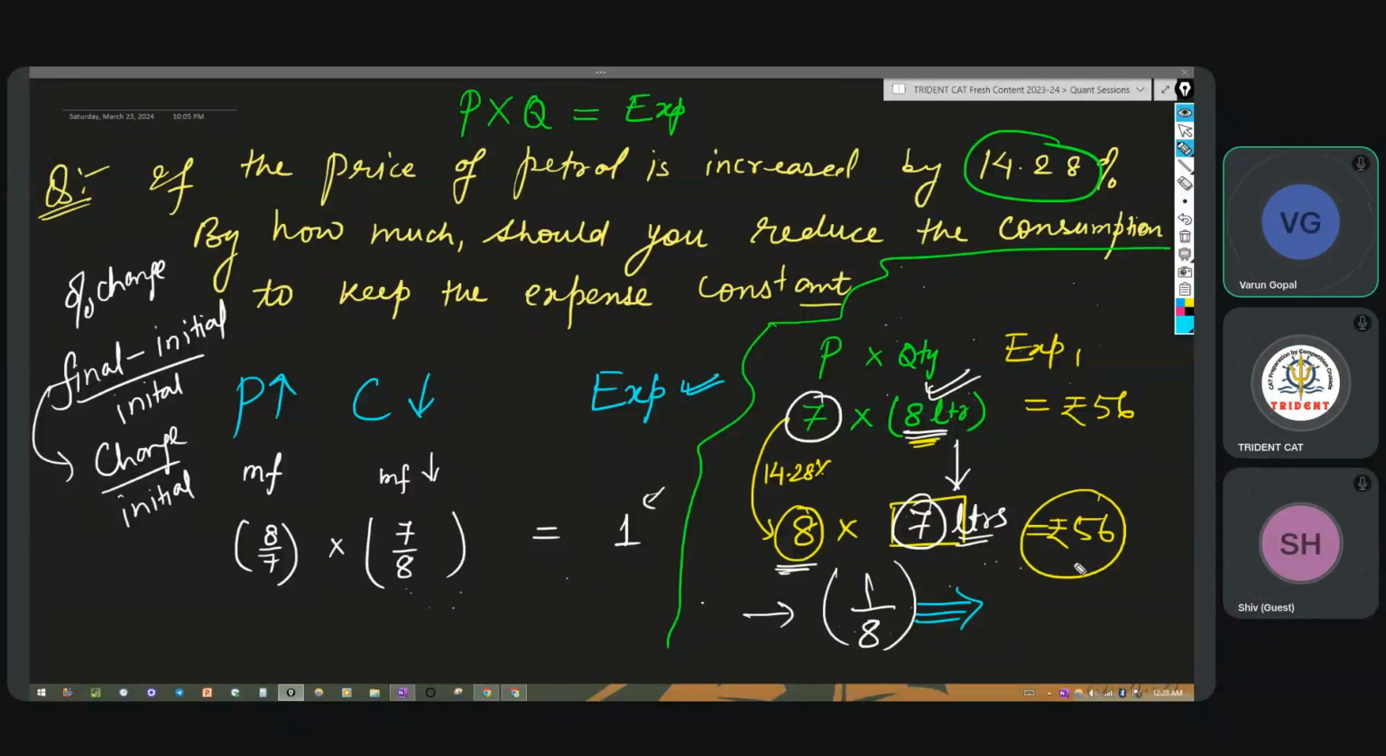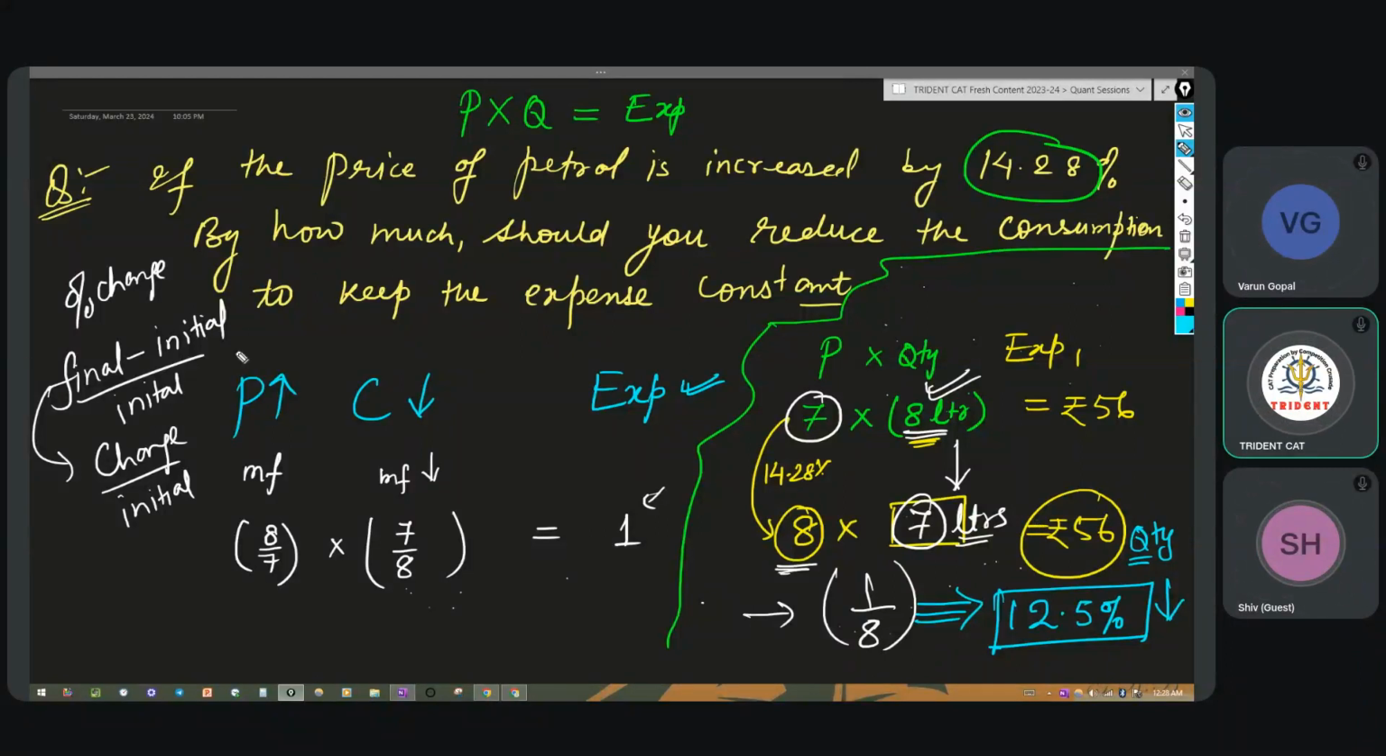Just the percentage value, so 12.5, is it not? Yes, sir. Okay. So Shiv, this is the reduction in what? The quantity or the consumption. Made sense? Quantity. Yes, sir.